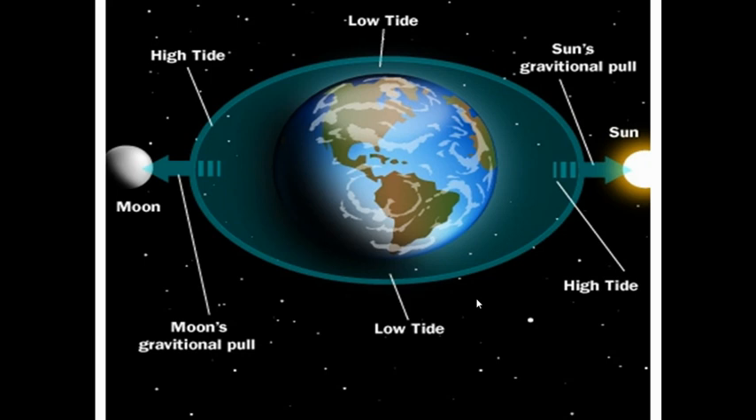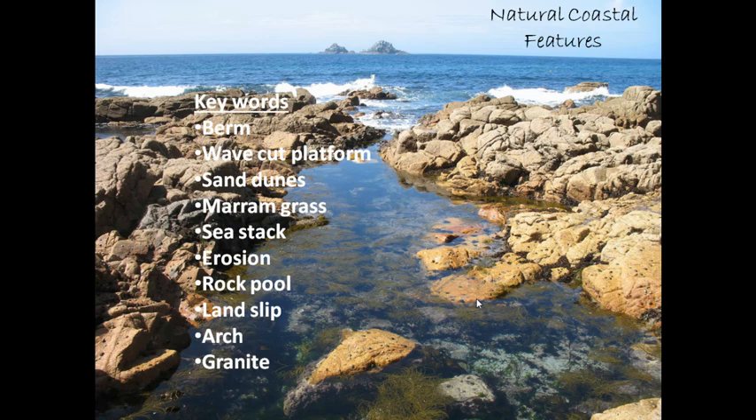Okay, now we're moving on to natural coastal features, and these are the key words that I want you to learn today. So we're going to go through, and by the end of this lesson you'll know what all of these mean. Okay, and so we're going to have, this is an unusual word, a berm. We're going to talk about that in a minute.